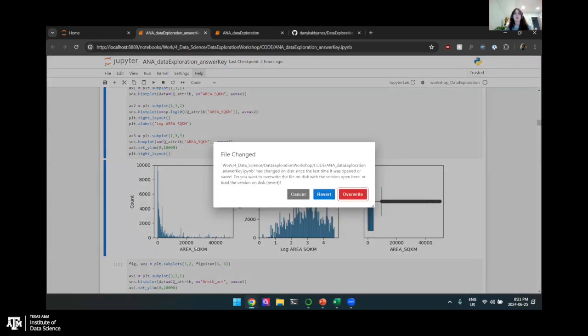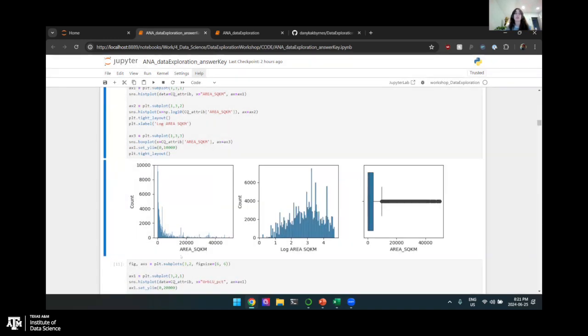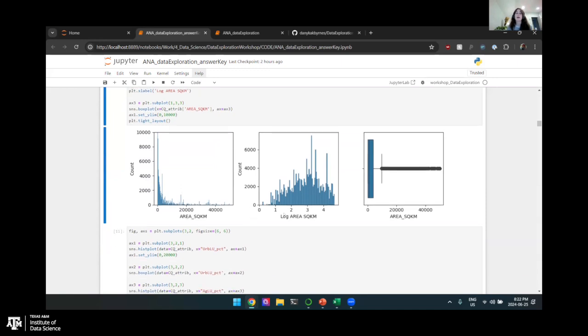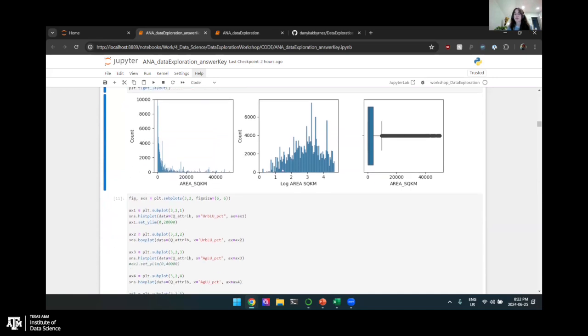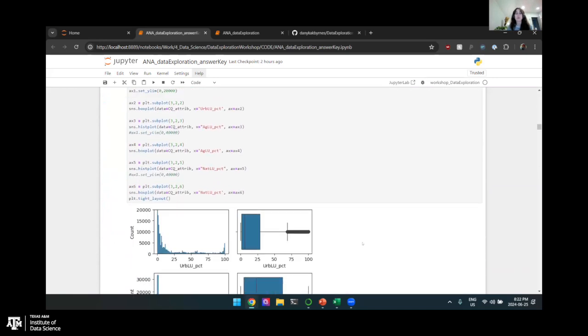We can see here that watershed area is log normal distributed. So keeping that in mind, if we ever want to normalize the data, that would be something to consider. We can log it, and the distributions become normal.